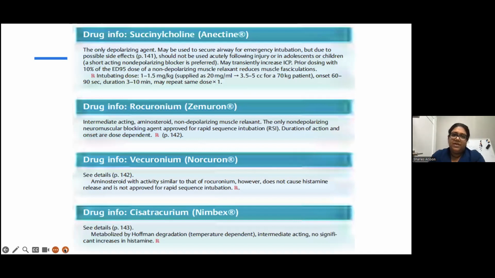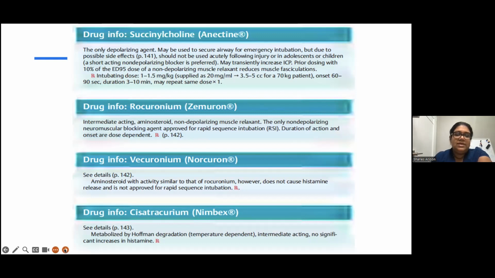So just to briefly go through, succinylcholine is the only depolarizing agent. It may be used to secure the airway for emergency intubation, but due to possible side effects, it should not be used acutely following injury or in adolescents or children. A short-acting, non-depolarizing blocker is preferred as it may transiently increase ICP.